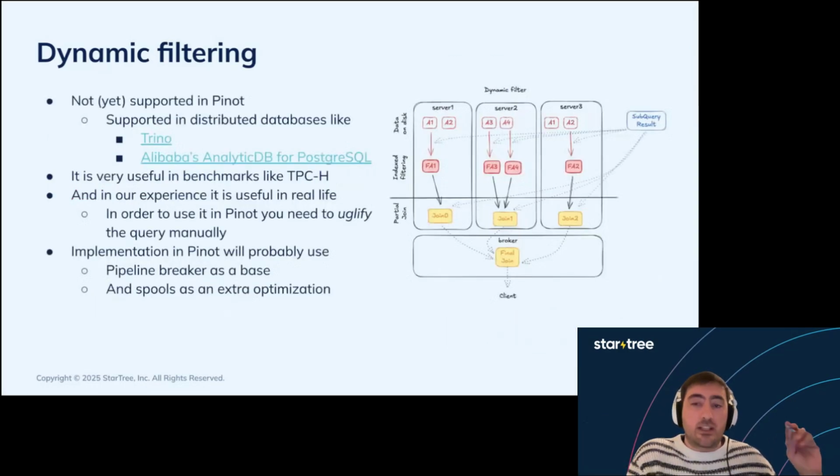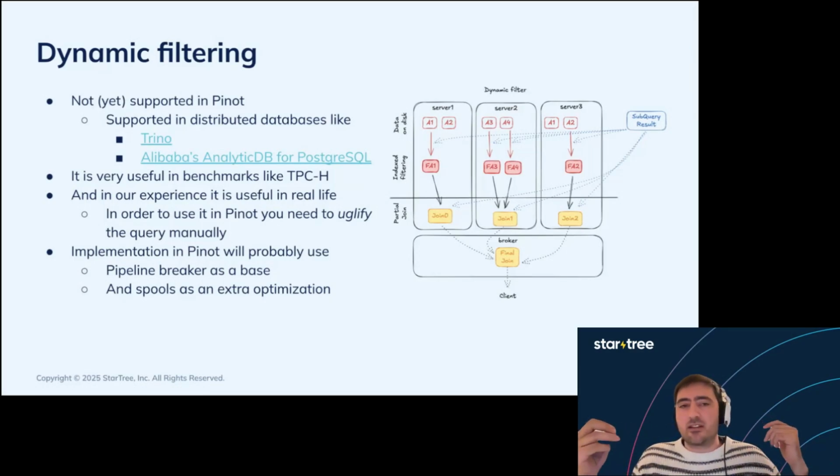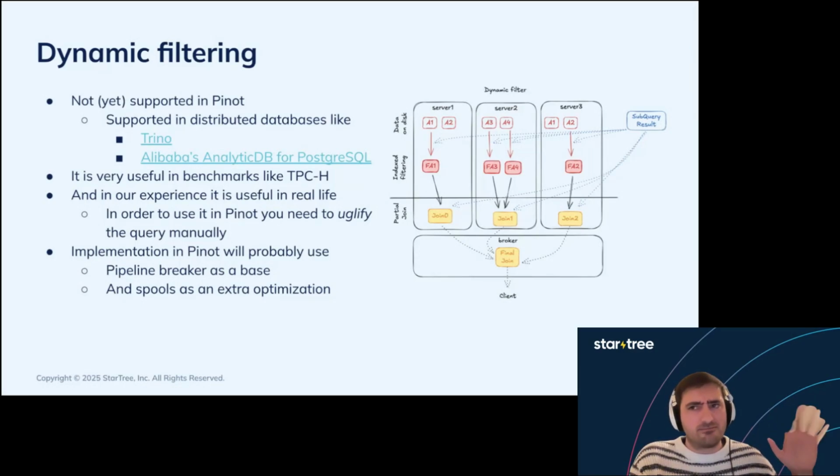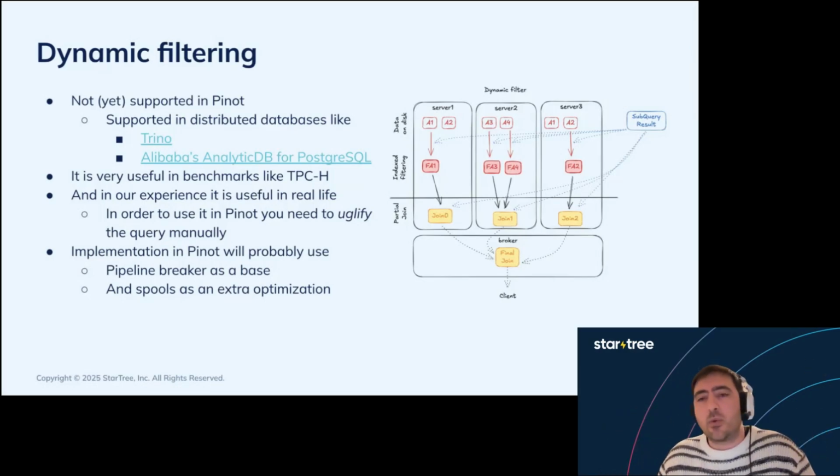This is a feature that is not supported yet in Pinot, but it's supported in databases like Trino or Alibaba's Analytics DB for Postgres. And it's something that has been proven very useful in some cases. For example, in TPCH, there are some queries that are optimized by, I don't know, one or maybe two orders of magnitude by using these techniques in Trino, for example, and also in Alibaba's. This is something we want to add into Pinot. I don't know exactly when, but it's something that we want to add, and we are going to be working on that.